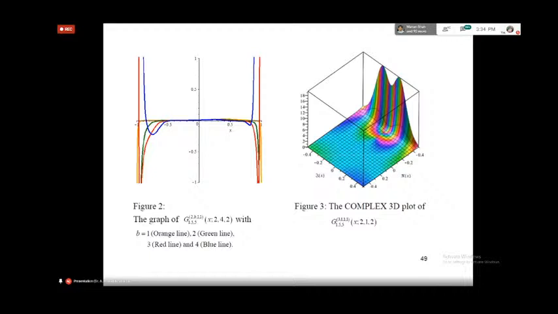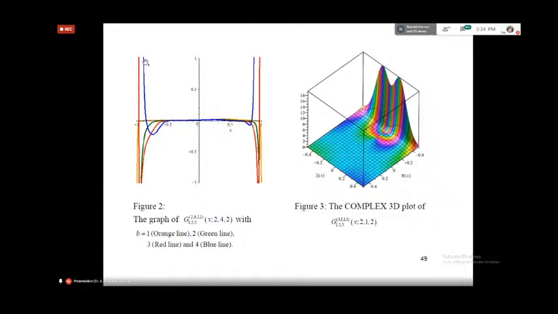And now here, this is your 3D plot of this function. This is your 3-dimensional plot, and this is your 2-dimensional. So here, if you put the corresponding values, 1 is the orange line, 2 is the green line, 3 is the red line, 4 is the blue line. Blue line is this.